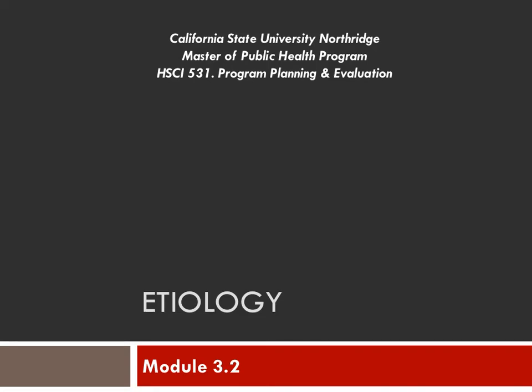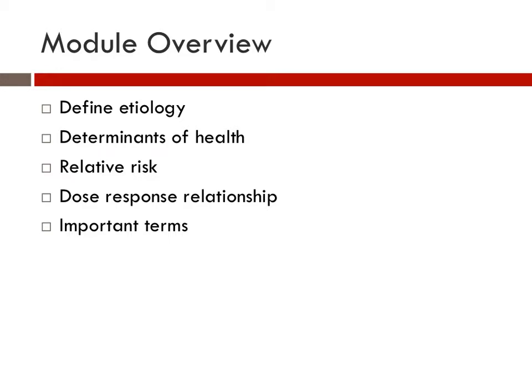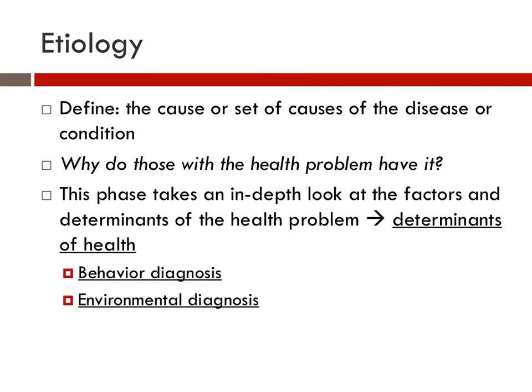Module 3.2, Etiology. In this module, we're going to define etiology. We'll look at determinants of health, define what that is, and look at some examples. I'll define relative risk. We'll look at dose-response relationships, and then end with some important terms and a take-home message.